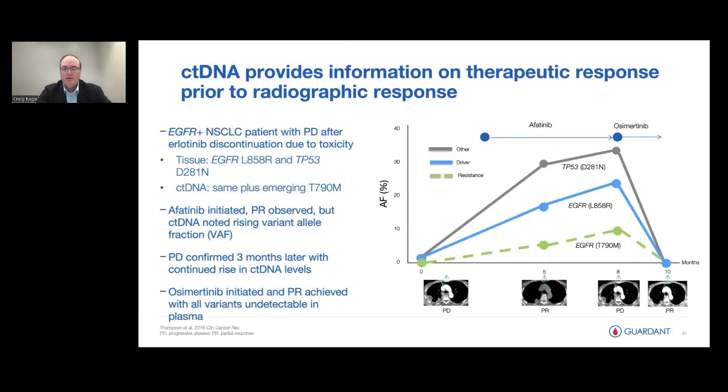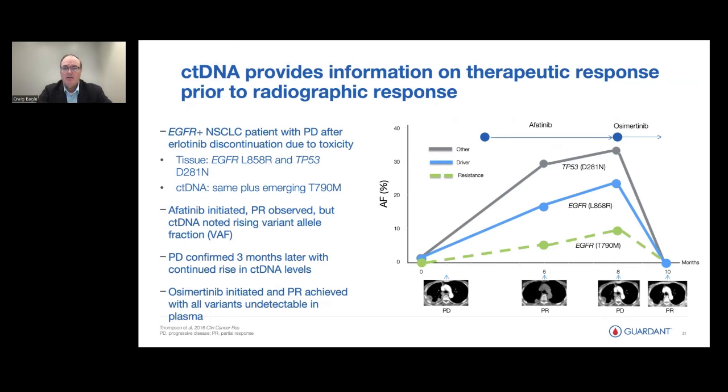Down the bottom, you can see that once you start to look at the scans, there's progressive disease on the left. This was after erlotinib therapy was stopped because of toxicity. Afatinib was started and they had a partial response. Ultimately, you can see that PD at month 8 was progressive disease, yet you can see that the patient continued to have increasing amounts of cell-free DNA up to 3 to 4 months before the scan showed any change. This resulted in a switch of progressive disease to osimertinib, and you can see at 10 months, the patient went into partial remission.